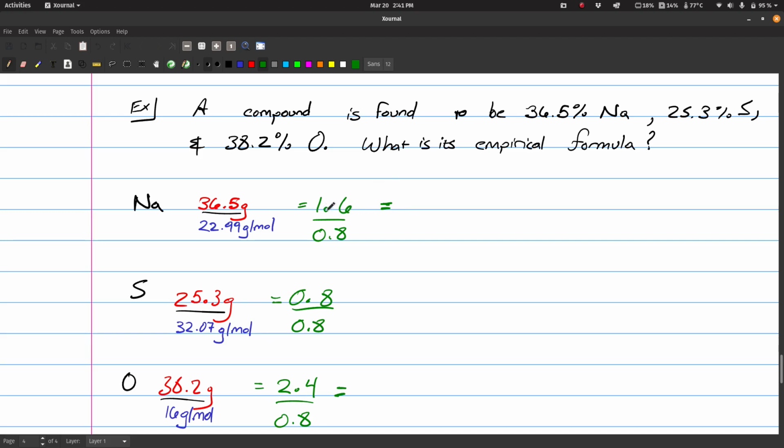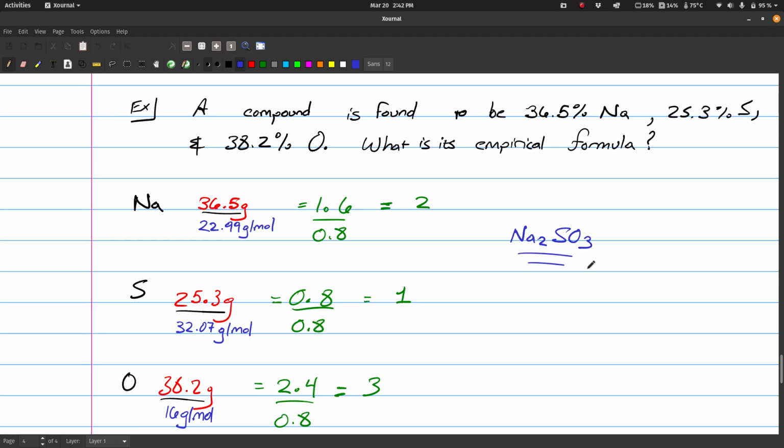So this is going to be 1.6 divided by 0.8. If you move the decimal, it's very easy to see this is going to be 2. This is obviously 1. Let me fix that one because that is horrible. And this is obviously going to be 3. So looking at this is very easy. Our empirical formula is going to be Na2SO3. And that would be your final answer.